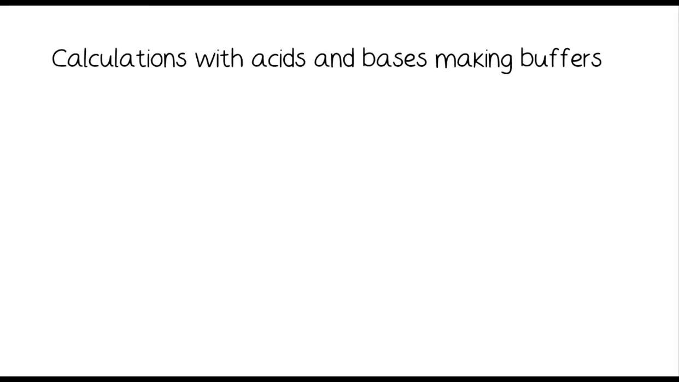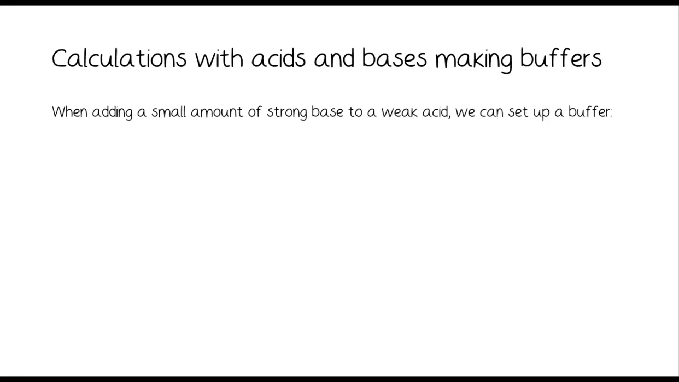So the next style of question you might see is acids and bases making buffers. So when you add a small amount of strong base to a weak acid, you can actually set up a buffer like this as well. Because remember, a buffer of a weak acid is a mixture of weak acid and its salt. So if you mix a weak acid and a strong base, you're making a weak acid and salt. And this leads to an equilibrium mixture of H plus and A minus.